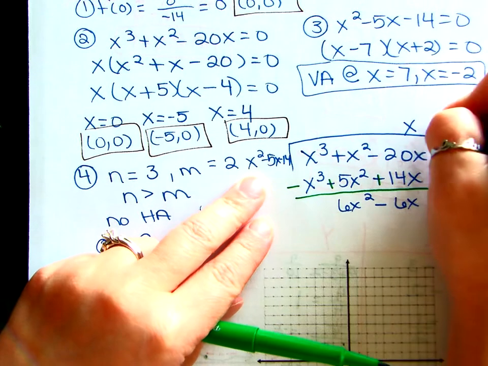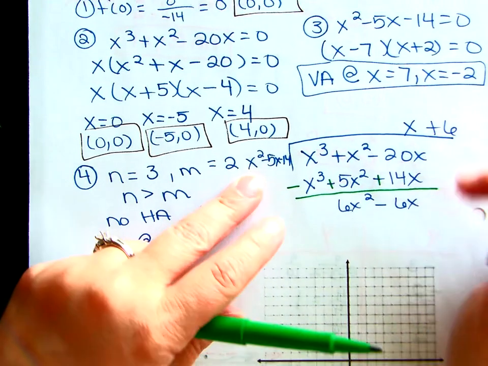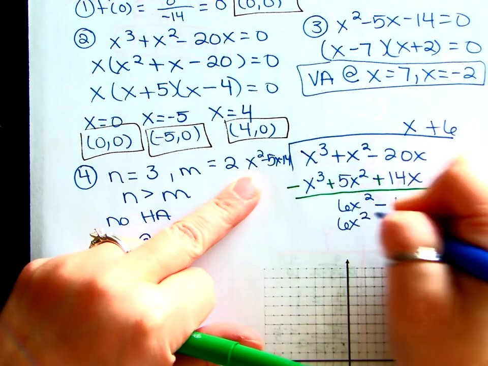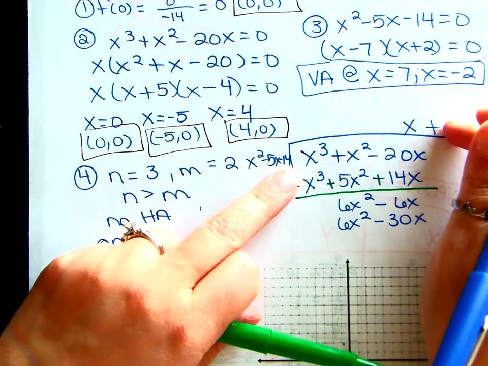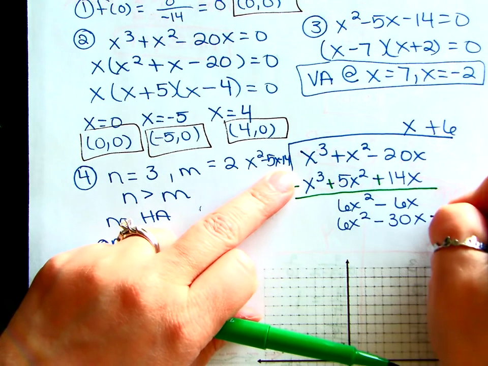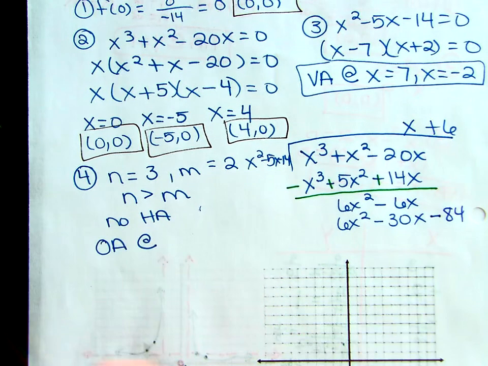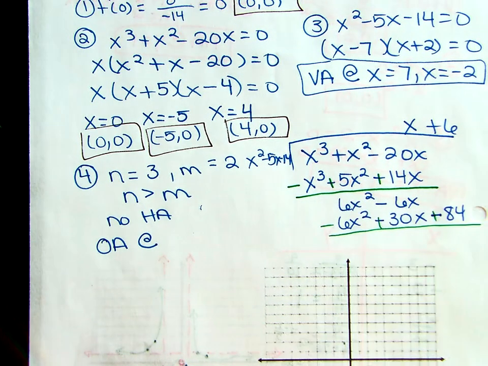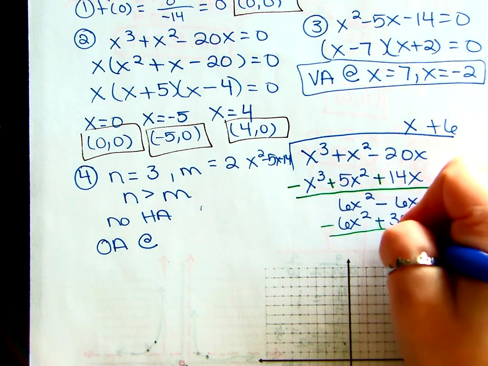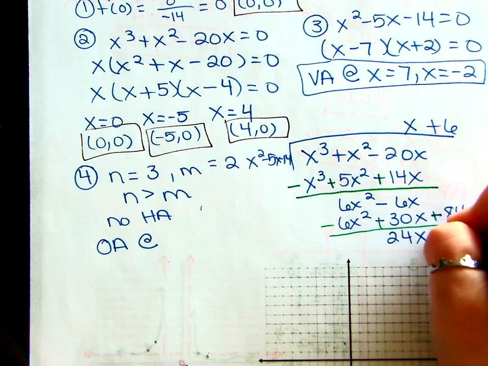6 times x squared will give me 6x squared. 6 times negative 5x will give me a negative 30x. 6 times negative 14 will give me a negative 84. Draw my line, change my signs, and I get 24x plus 84.